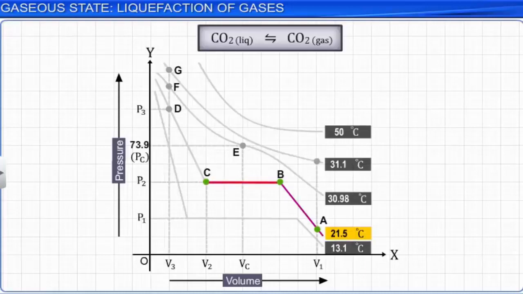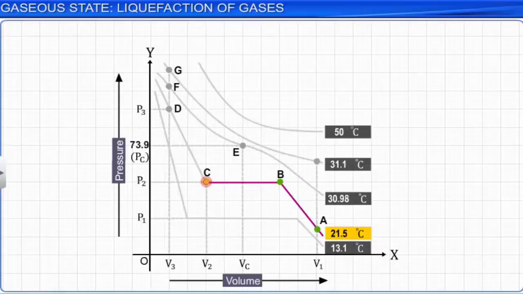At point C, the liquefaction is complete, and the increase in the pressure has little effect on the volume. This is because liquids are much less compressible. So, a steep curve CD represents only liquid carbon dioxide.